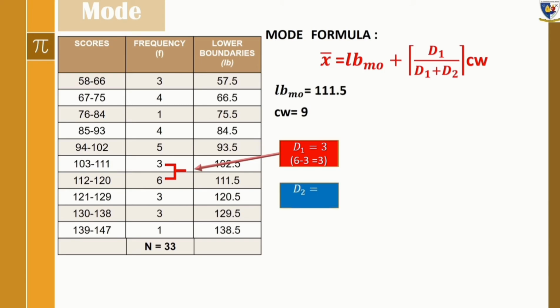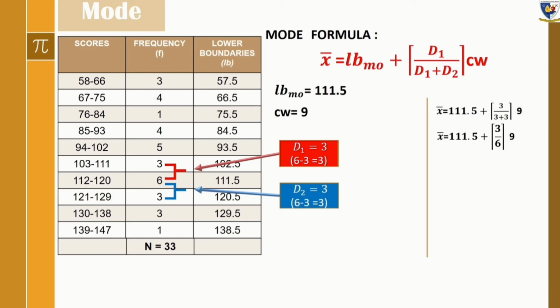And d sub 2 is computed as the highest frequency minus the frequency above the modal class. The class above the modal class is 121 to 129, whose frequency is 3. Therefore, 6 minus 3 is equal to 3. So d sub 2 is as well equal to 3. Now that we have the values required, we just plug them into the formula. So we have 111.5 plus 3 over 3 plus 3 times 9.